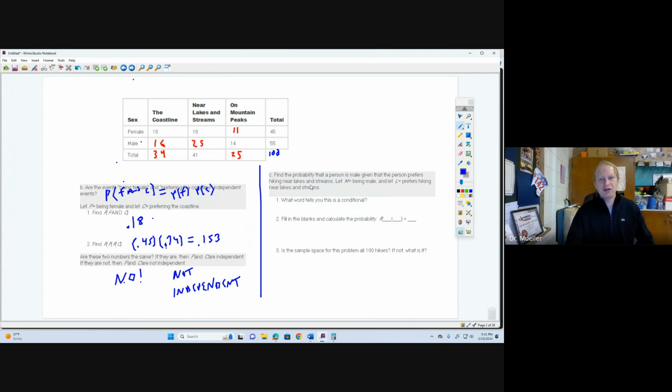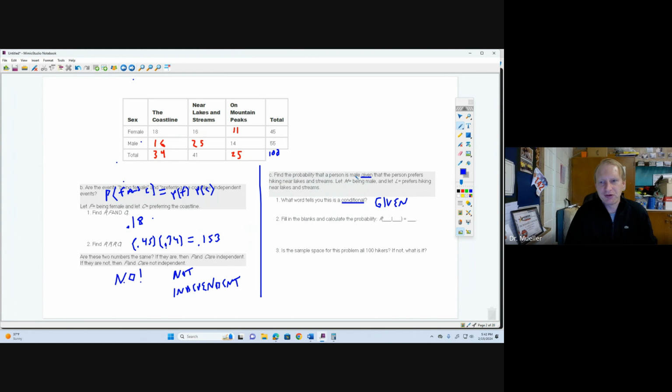All right, let's take a look at the next one. It says, find the probability that a person is male, given that the person prefers hiking near lakes and streams. Let M equal being male and L prefers hiking near lakes and streams. What word tells you this is a conditional? A conditional probability means that a specific condition is met, and that's going to be the word given. So that word given tells us right off the bat that this is a conditional probability.